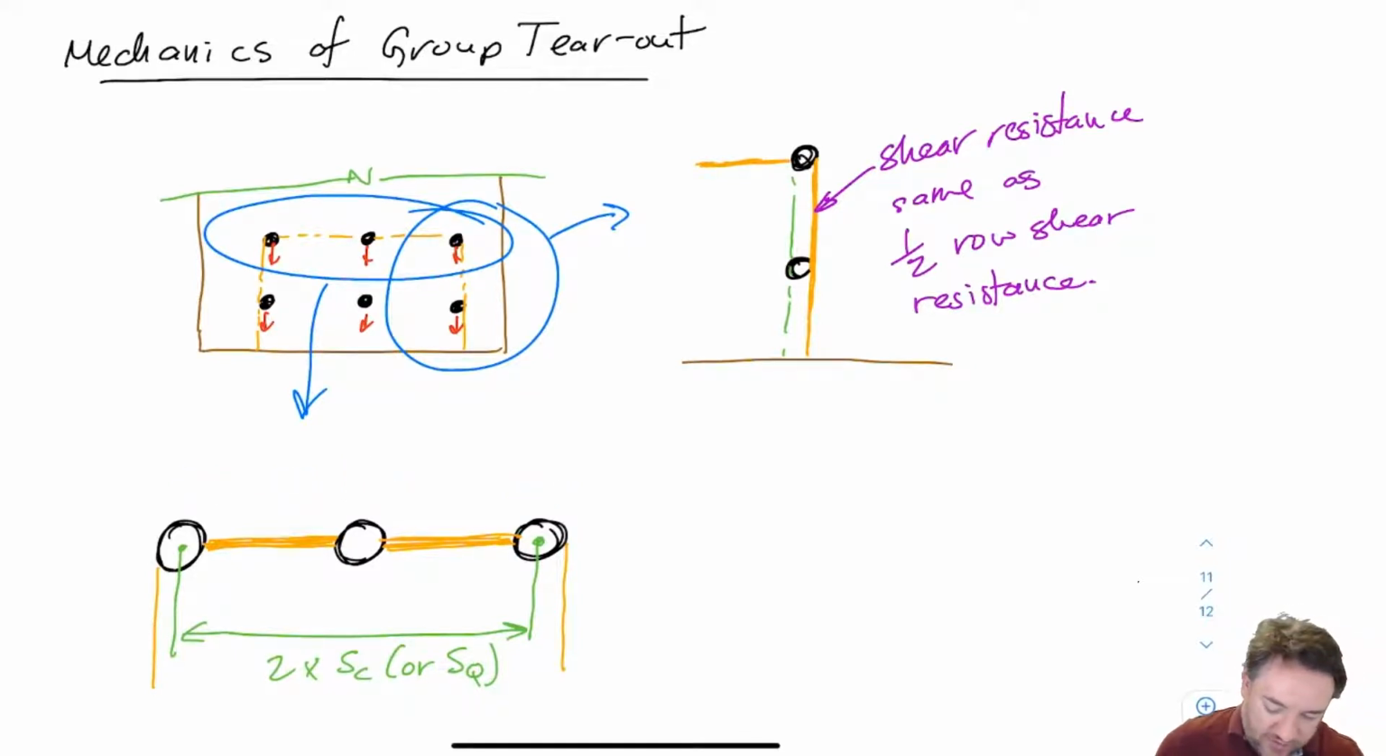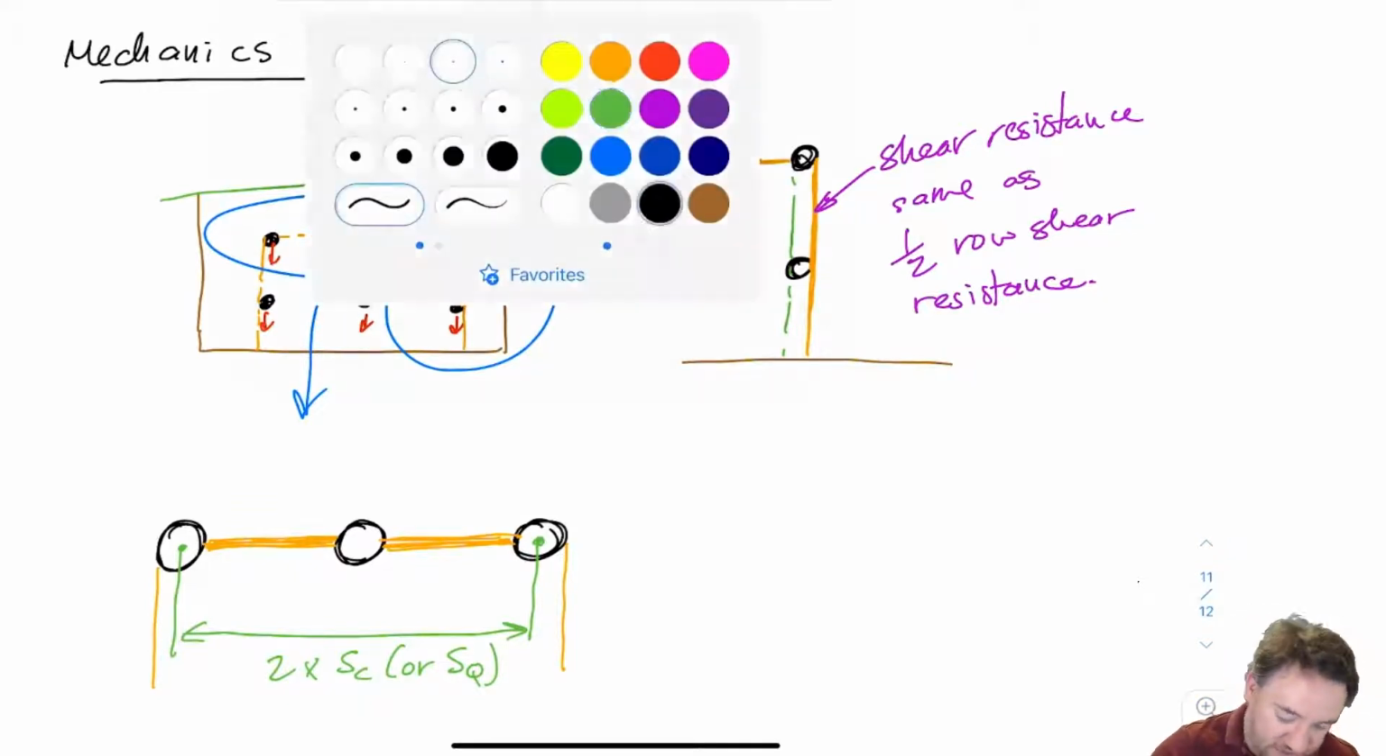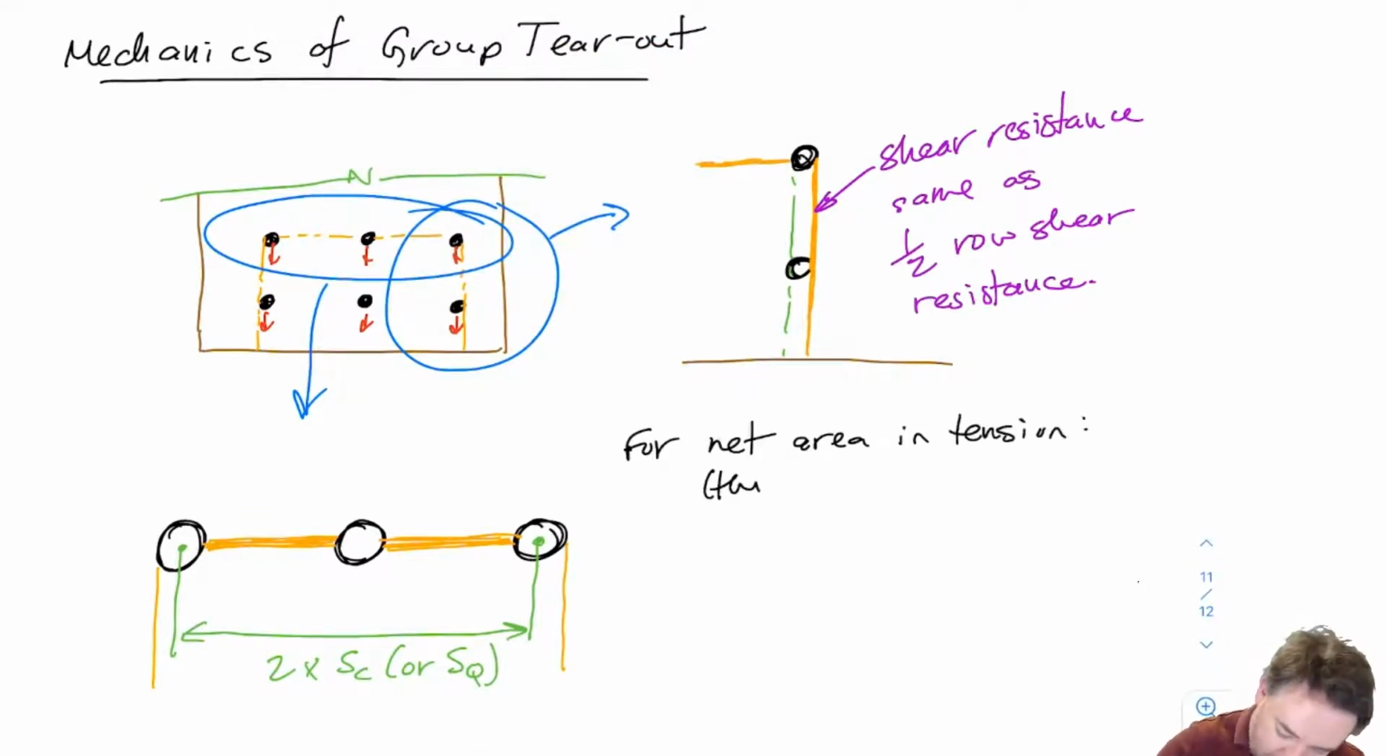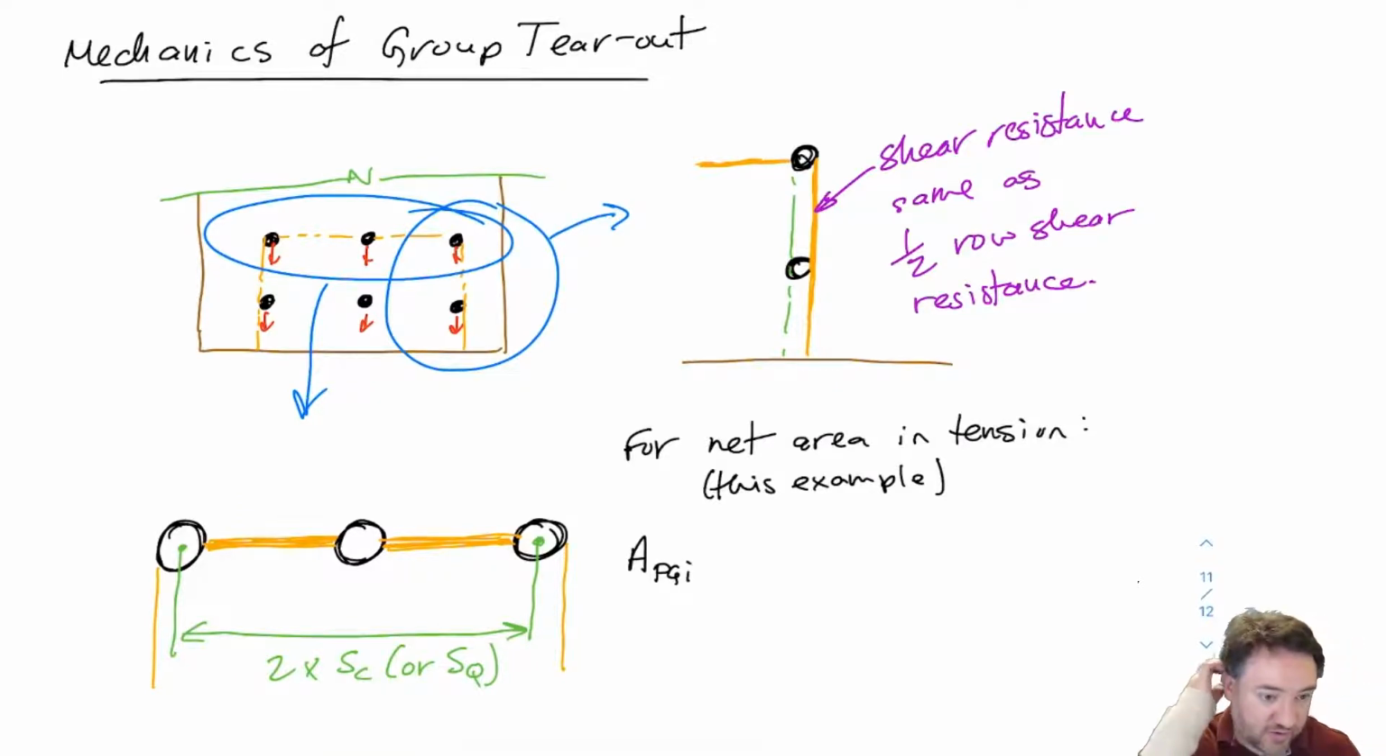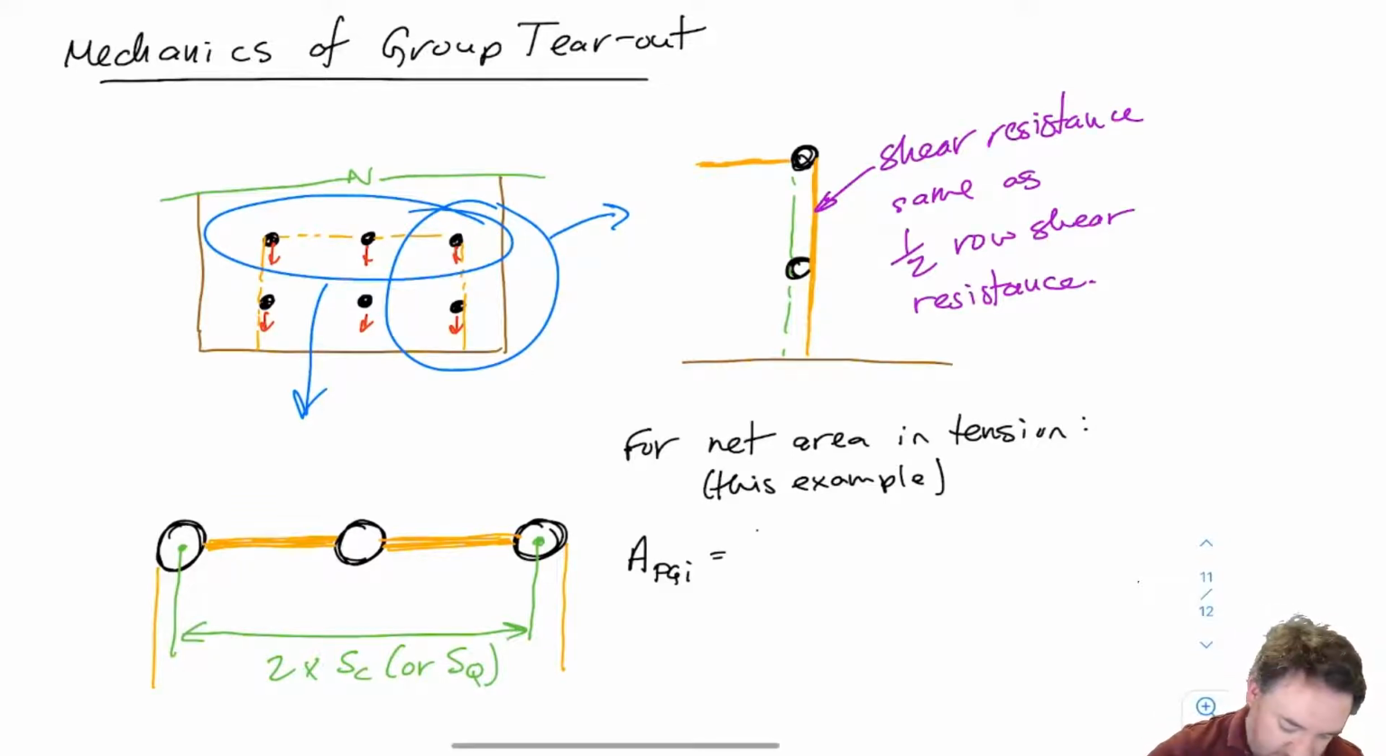Okay, now if I want to find the length of just the orange lines, then I have to remove the bolt holes, because this is a net tension, not gross. And so we're going to find the net area for PG, which means group tear out. So for load, P is load, compression or tension. G is for group tear out. I is for this particular member. Then it's going to be 2 times SC. Okay, I'm just going to use SC for now. It could be SQ, which is the total length.